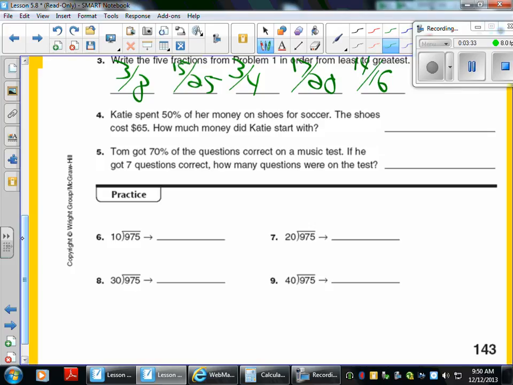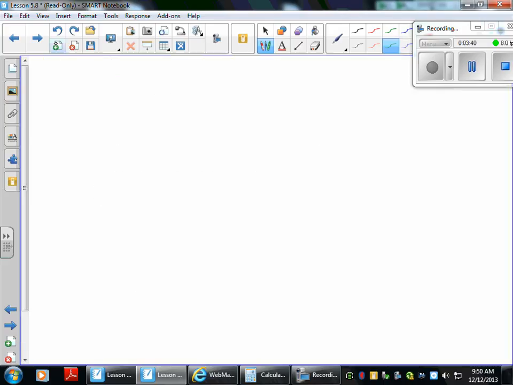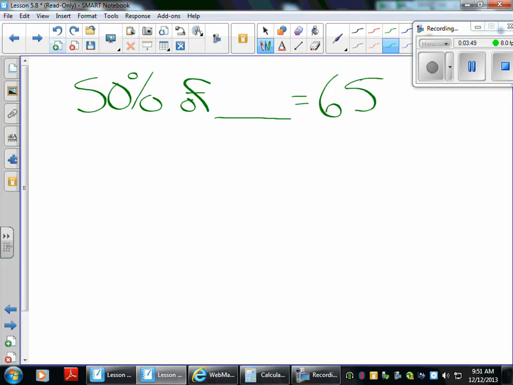Next problem. Katie spent 50% of her money on shoes for soccer. The shoes cost $65. How much money did Katie start with? Well, she spent 50% of a number we don't know, which equaled $65. This is how we would set up this equation. And what I taught you earlier in class today, of means multiply. We have to change the percent to a decimal, so we have 0.50 times what number equals 65.